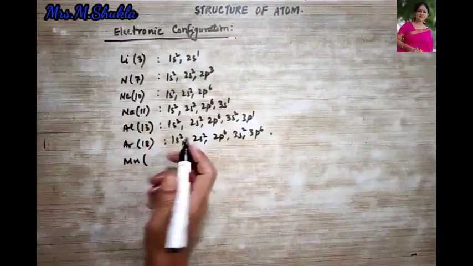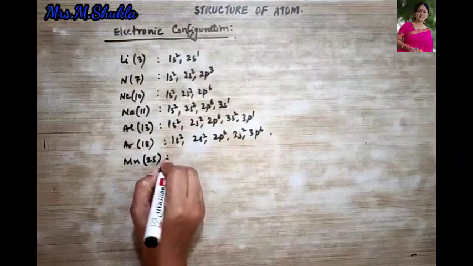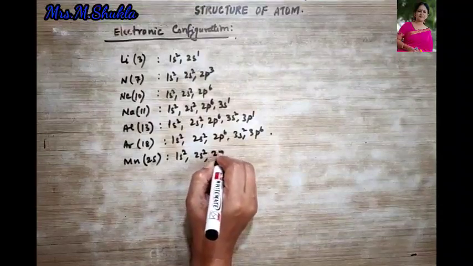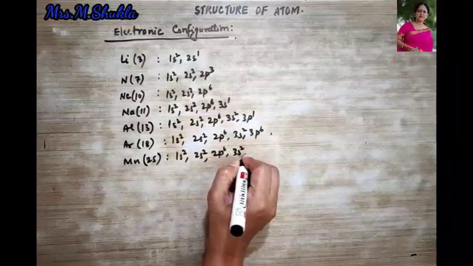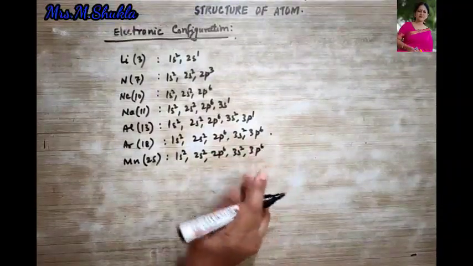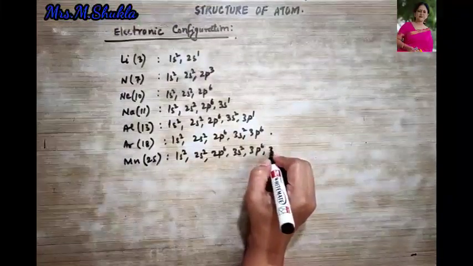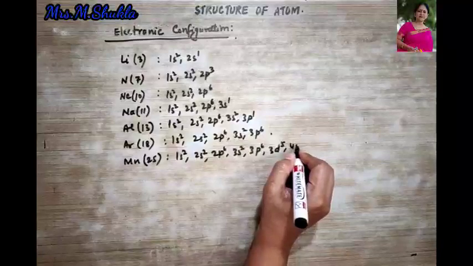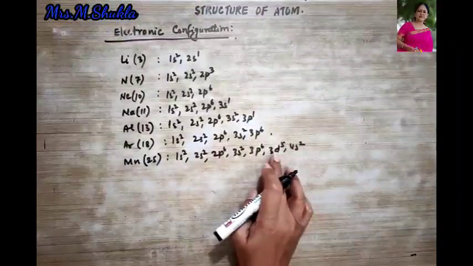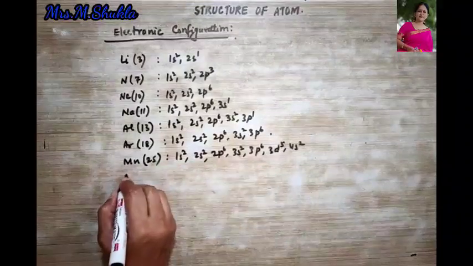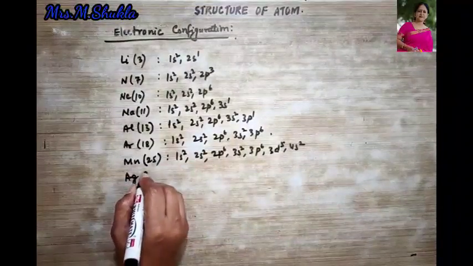Then let's talk about manganese. The atomic number of manganese is 25. So 1s2, 2s2, 2p6, 3s2, 3p6. This gives you 18. Okay. Then 3d5, 4s2: 18, 20, 25. Clear?